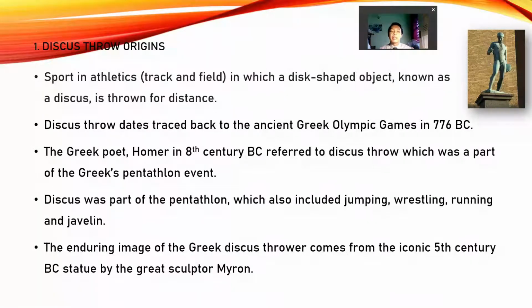The Greek poet Homer in the 8th century BC referred to discus throw, which was a part of the Greek pentathlon event, which also included jumping, wrestling, running, and javelin. As you can see at the top right corner of the slide, I already attached an image of the famous statue named Discobolus, the iconic 5th century BC statue by the great sculptor Myron. Okay, and then the next slide.